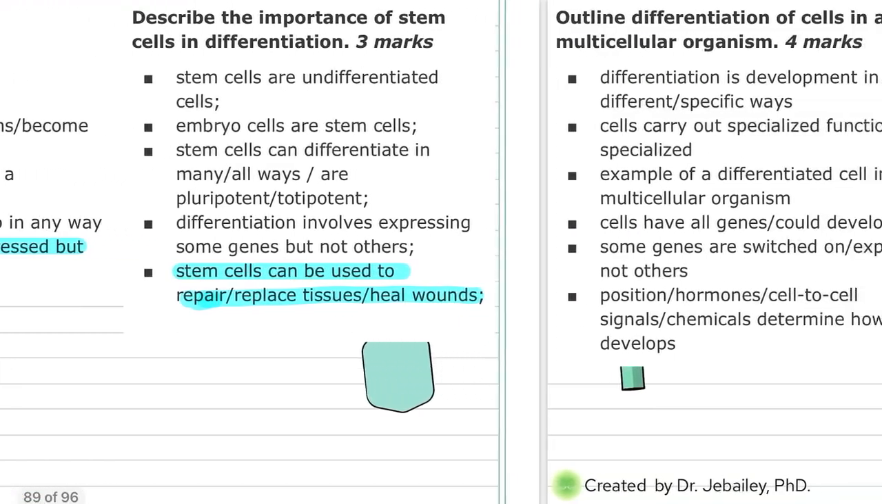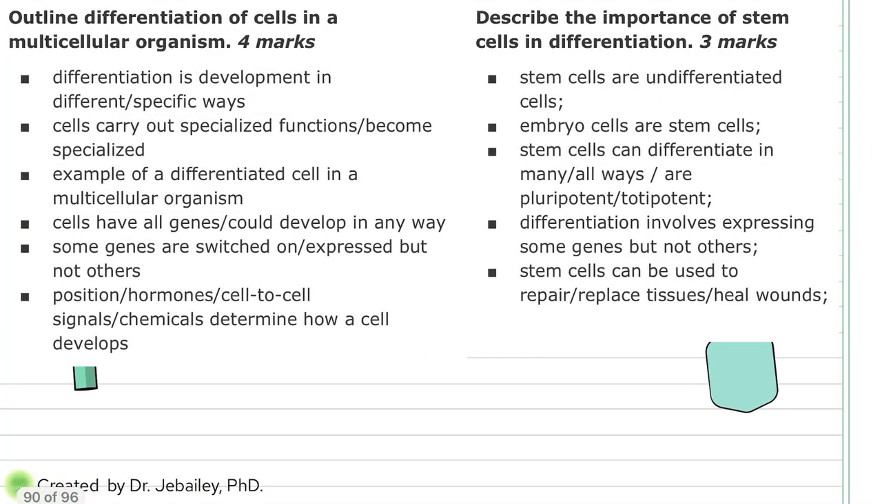So leading to the next one here, we have the position, the hormone, and cell-to-cell signal chemicals that determine how the cell develops. This is again just saying, where are you located? If you're located at the arm, you're going to express a certain type of gene. If you're located at the legs, you're going to express a certain type of gene. And then we can continue adding more, such as a group of differentiated cells is a tissue.